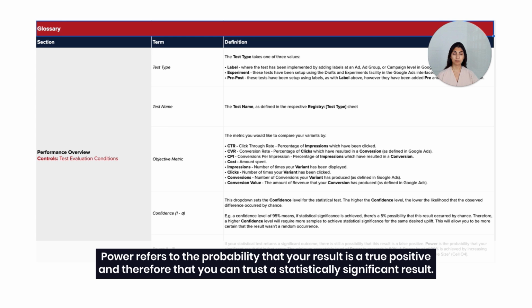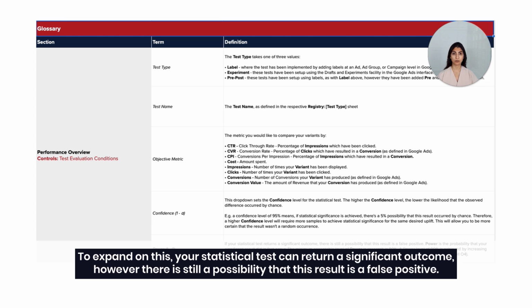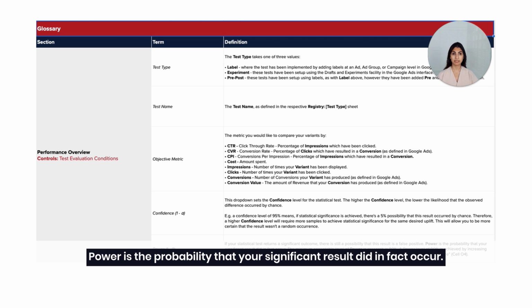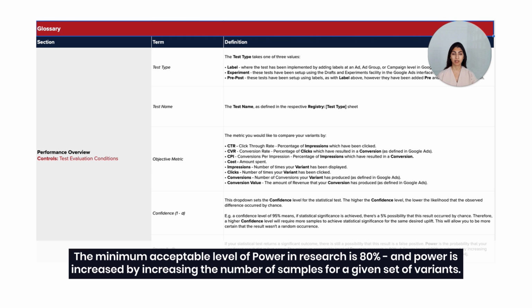Power refers to the probability your result is a true positive, and therefore that you can trust a statistically significant result. To expand on this, your statistical test can return a significant outcome. However, there is still a possibility that this result is a false positive. Power is the probability that your significant result did in fact occur. The minimum acceptable level of power in research is 80%, and power is increased by increasing the number of samples for a given set of variants.